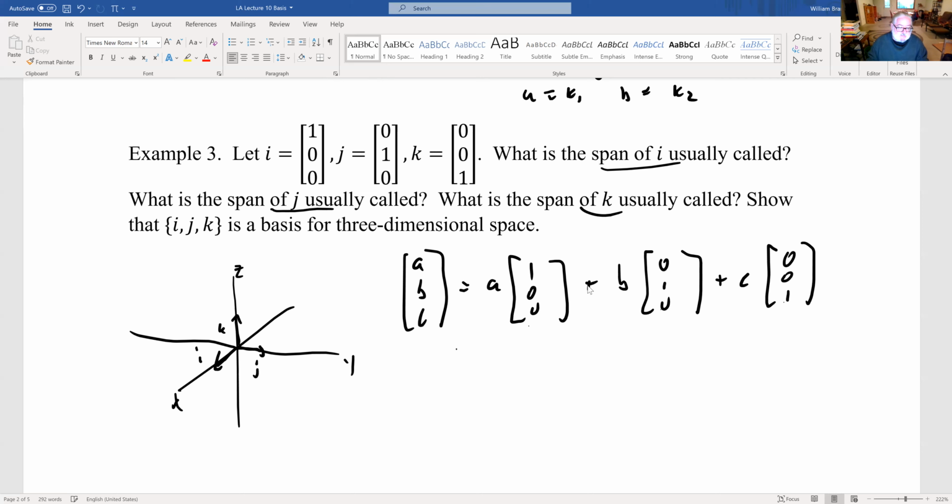And these are called the standard basis in three dimensions. So note that this i here is different from the i in example 2 because this is a three-dimensional i rather than a two-dimensional i. And j is a three-dimensional j, not a two-dimensional j.